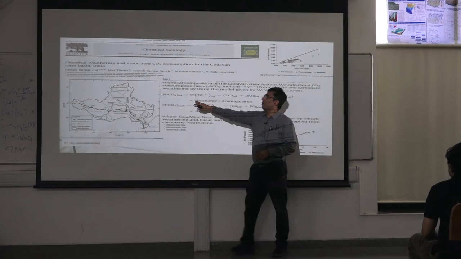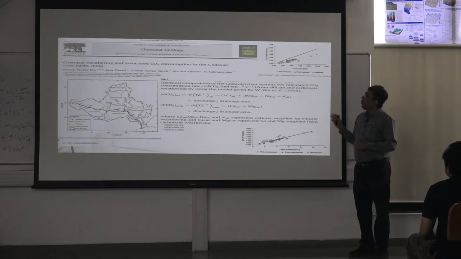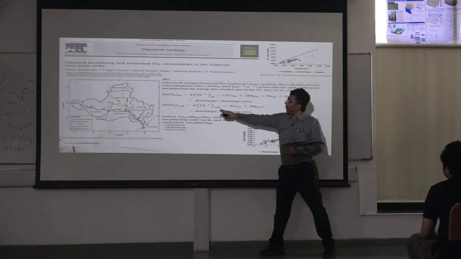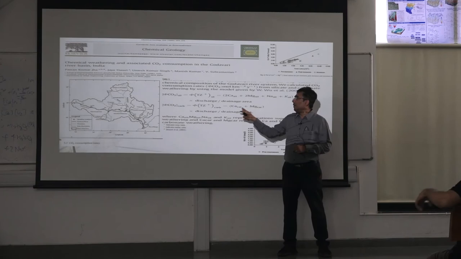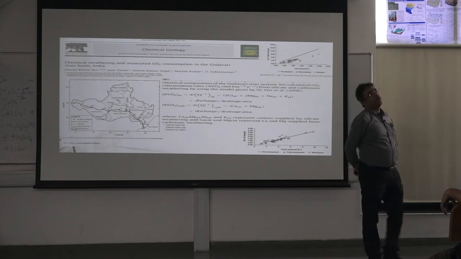Now, do you have any question here? And this is the carbonate weathering. So for carbonate weathering, how much cation comes from the carbonate? It means calcium plus magnesium into discharge by drainage area. I can calculate how much CO2 is consumed due to the carbonate weathering. Any question here?